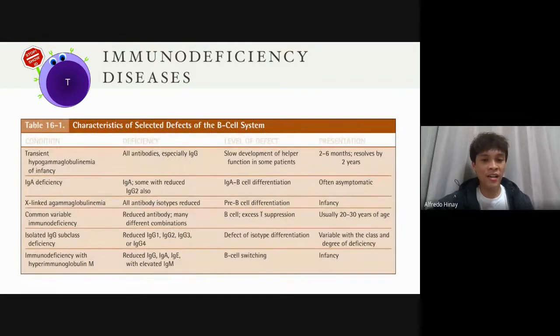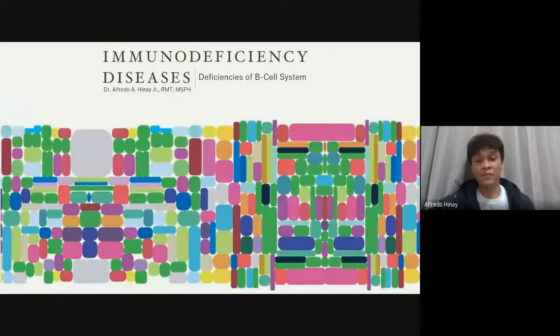Now, we are done with the immunodeficiency diseases, the deficiencies of your B cell system. If you can observe, it is a very short topic. So, I hope that you understand. If you were not able to understand the video lecture, class, please revisit your book together with the video lecture. If you have questions or clarifications, please don't hesitate to contact your professors. And to end this video lecture, always remember that understanding the consequences of the malfunction of your immune system lies always with the basic and fundamentals of your adaptive immunity.